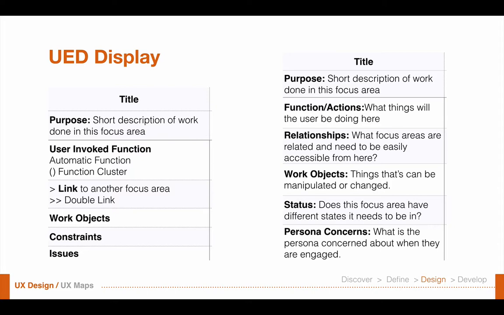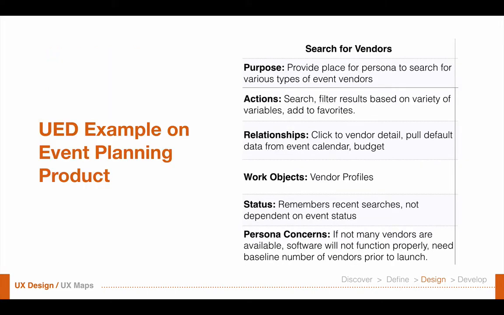Or you can add other sections if you have seen good user experience map displays throughout the internet. So let's make an example with our current application, say the event planner. For example, if we wanted to search vendors, this is a focus area that we're going to put as a title.